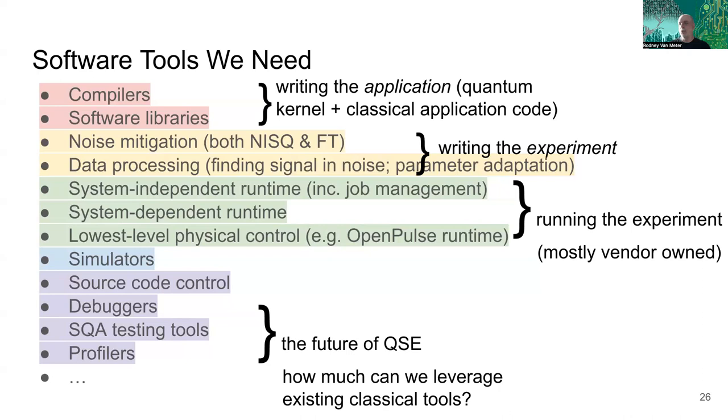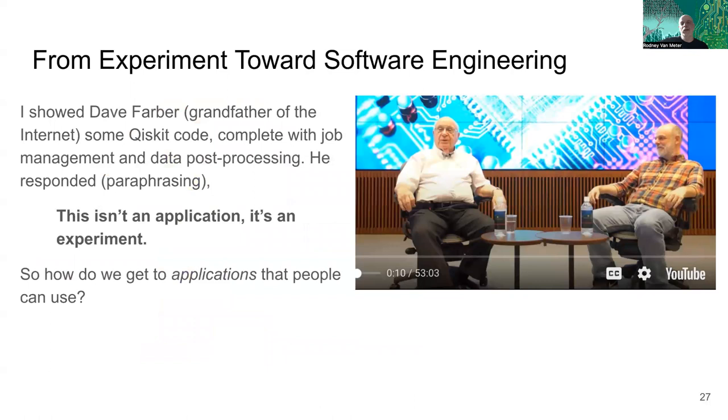All right, now I called this an experiment. You might be thinking of a quantum algorithm, but why did I call it an experiment? Well, the gentleman sitting there next to me is Professor Dave Farber, who is the head of KU University's Cyber Civilization Research Center and sometimes called the grandfather of the internet, because he was PhD advisor to some of the people who did some of the early ARPANET development in the 1960s. Go look him up if you're interested.